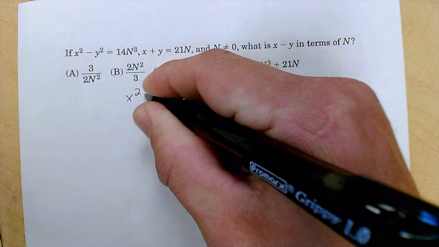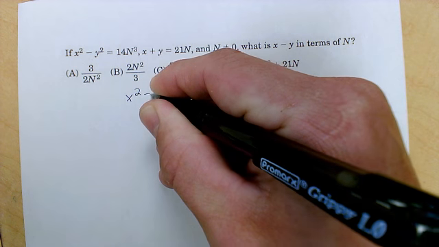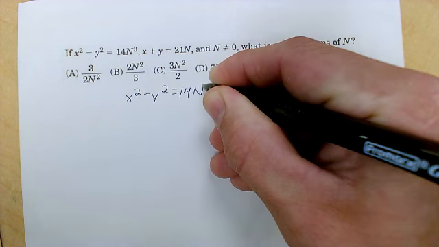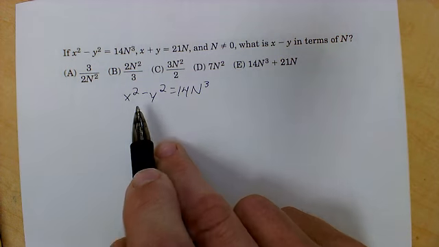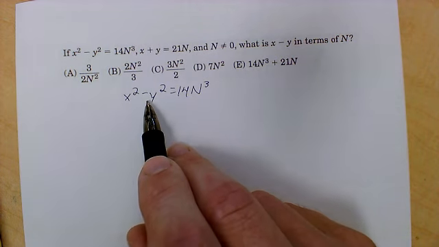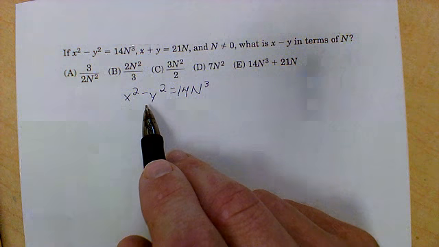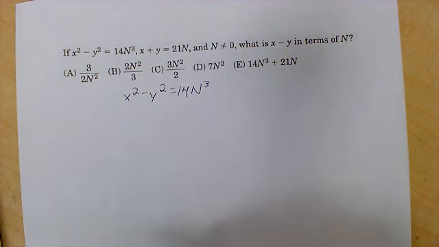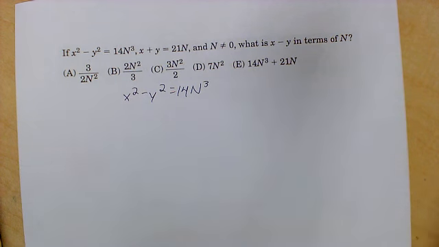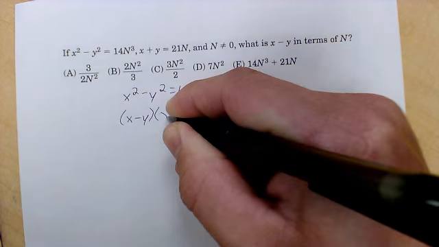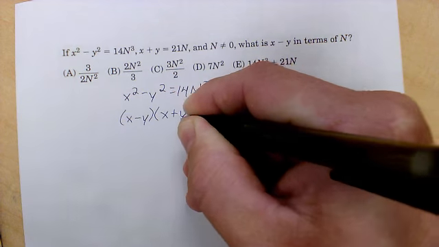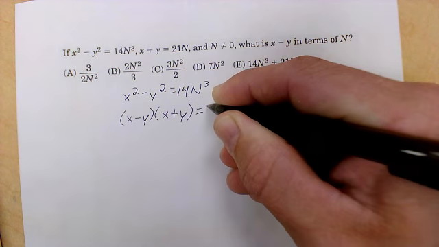So I'm going to rewrite that equation, x squared minus y squared equals 14n cubed. And I'm just going to work with that a little bit because x squared minus y squared is something I can factor by a difference of two squares. If you have a squared minus b squared, it's a minus b times a plus b. So I'm going to have this factor as x minus y times x plus y equals 14n cubed.